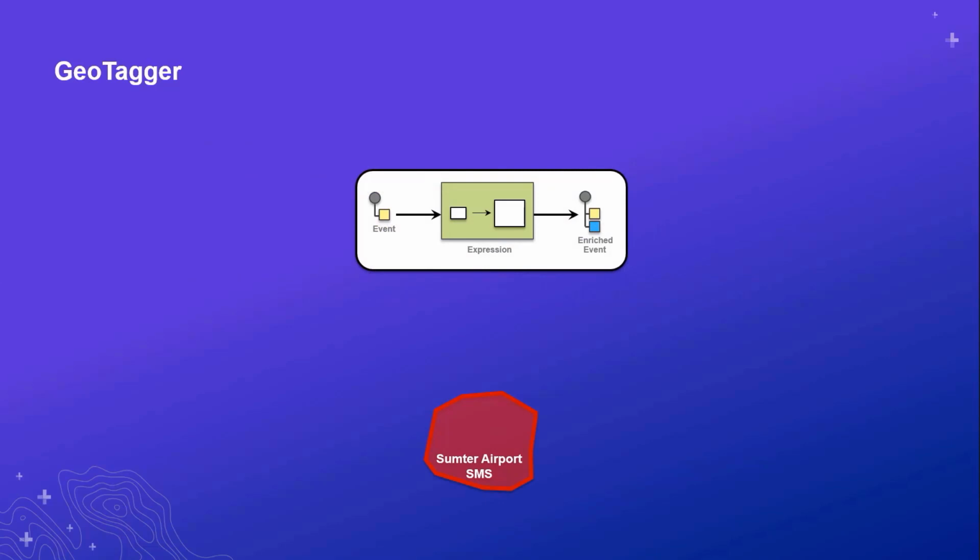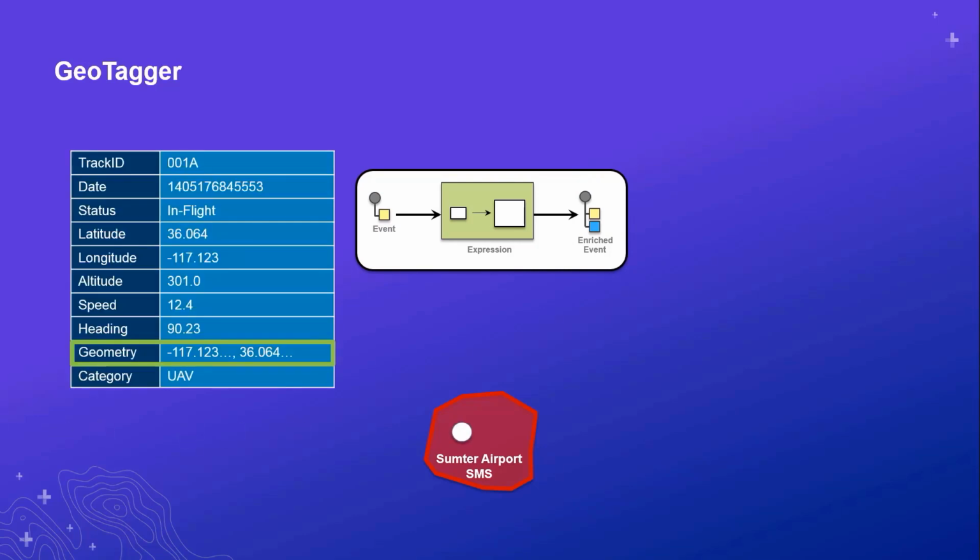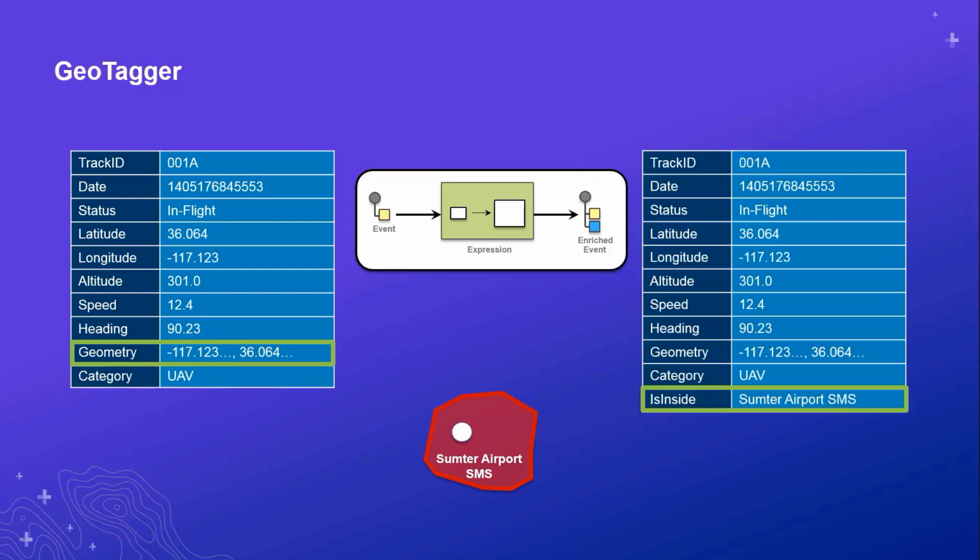So to conceptualize this a little bit more here, below we have our geofence, the Sumter Airport in red, and we just received the real-time position of our drone. Its geometry is recorded to be inside of that airport's airspace. And so what the GeoTagger will do, as we see on the right, is append a new field that I've called isInside and add the name of that geofence to the record. So now we have the information about where it was inside of as a part of that drone's data.